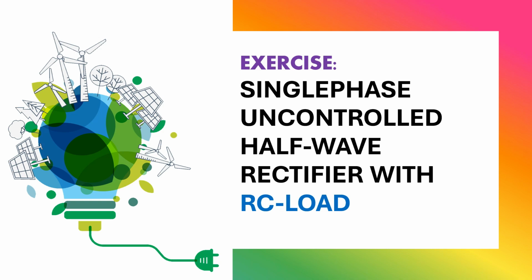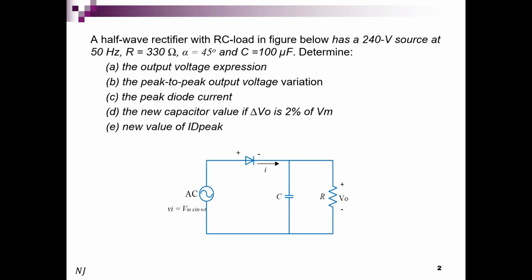Okay, now let's continue with RC load. So here we have a single phase half wave rectifier with RC load with 240 volt source at 50 Hz, R equal to 330 ohms, alpha equal to 45 degree, and C equals 100 microfarad. The question asks to determine the output voltage expression, the peak-to-peak output voltage variation, the peak diode current, the new capacitor value if delta Vout is 2% of Vm, and the new value of ID peak.